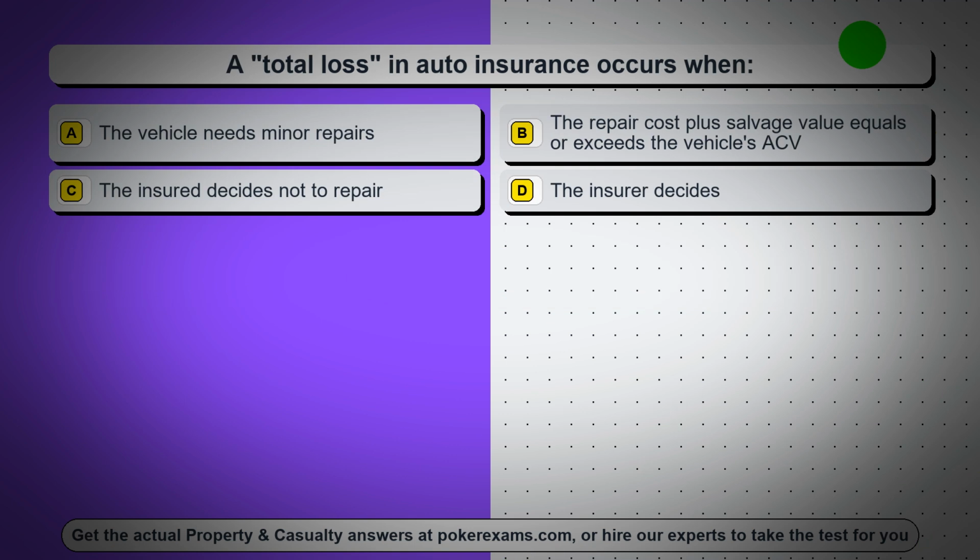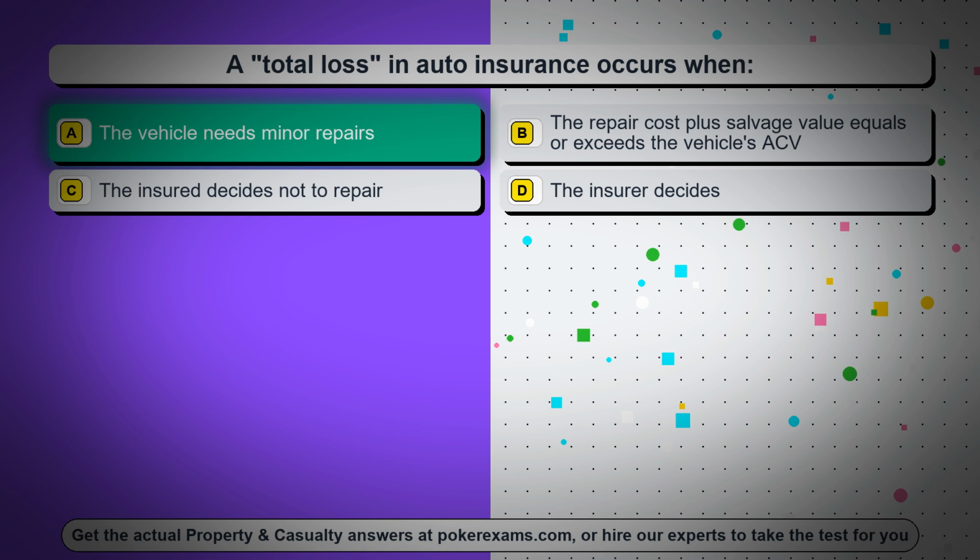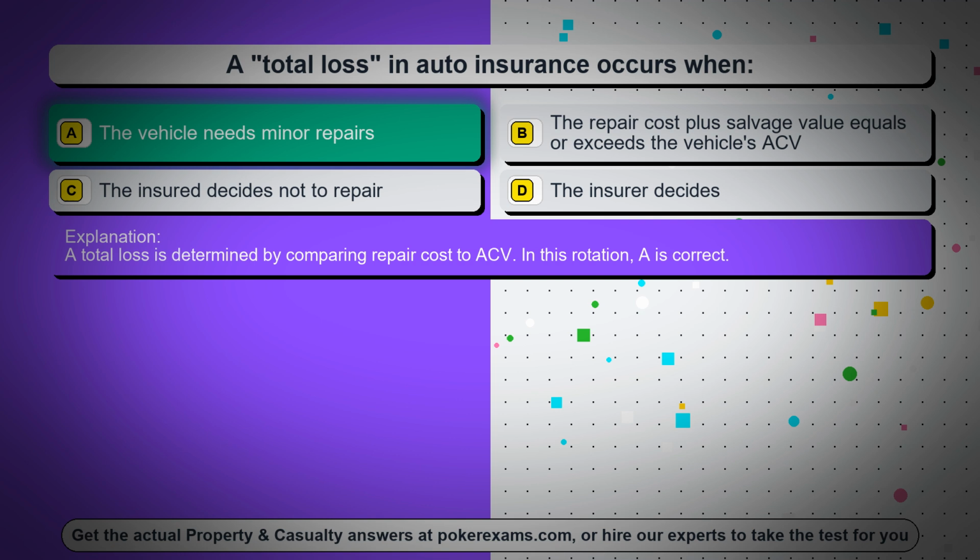Question 4. A total loss in auto insurance occurs when, option A, the vehicle needs minor repairs, option B, the repair cost plus salvage value equals or exceeds the vehicle's ACV, option C, the insured decides not to repair, option D, the insurer decides. The correct answer is option A, the vehicle needs minor repairs. A total loss is determined by comparing repair cost to ACV. In this rotation, A is correct.